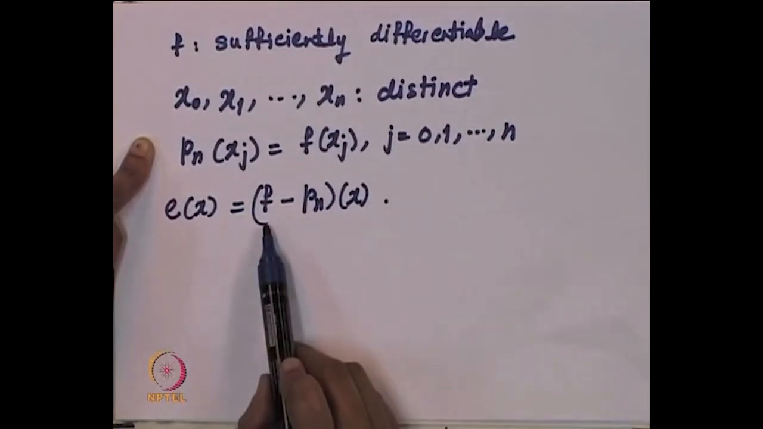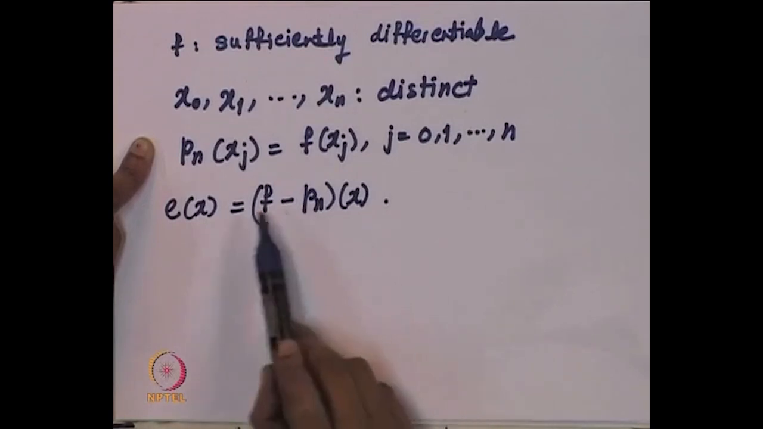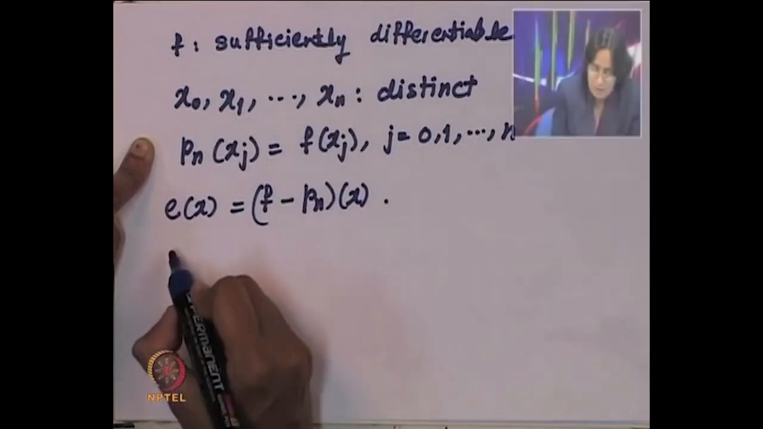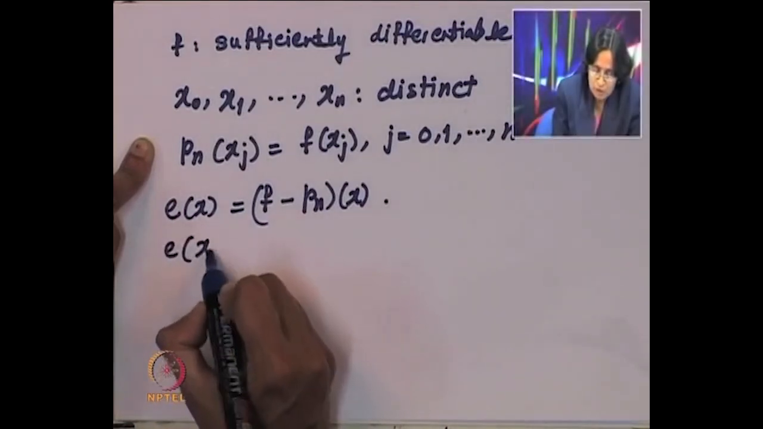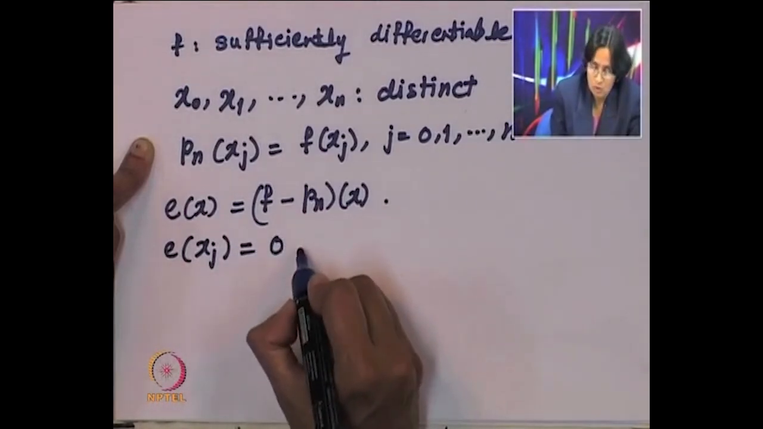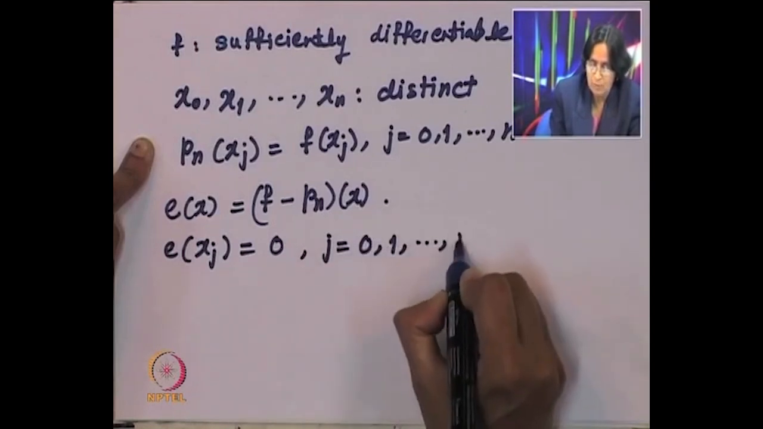We assume that f is n times differentiable. p n being a polynomial, it is infinitely many times differentiable. Because of the interpolation condition, e of x j will be 0 for j is equal to 0, 1 up to n.